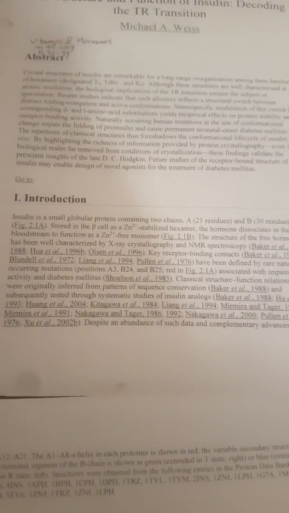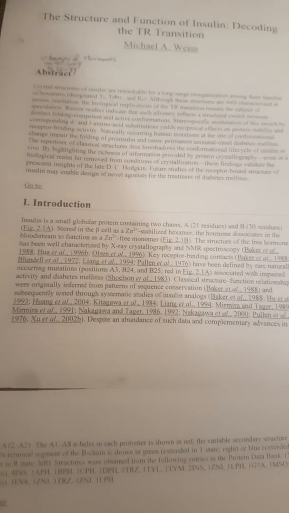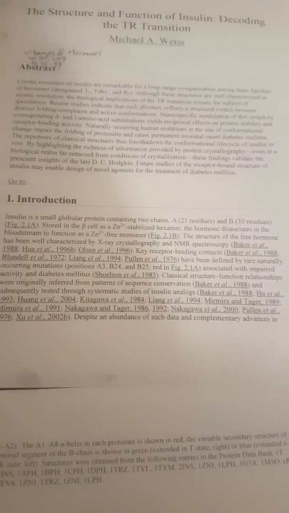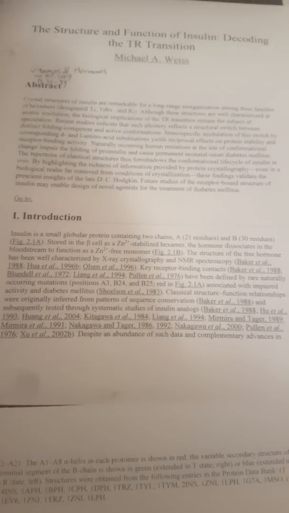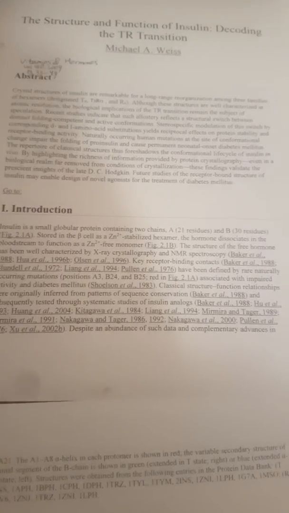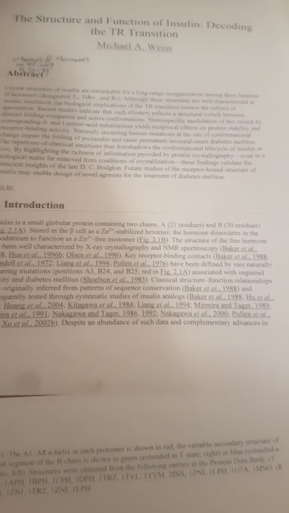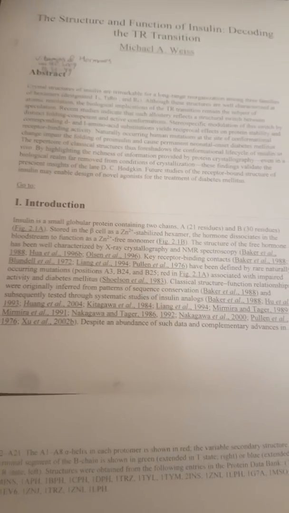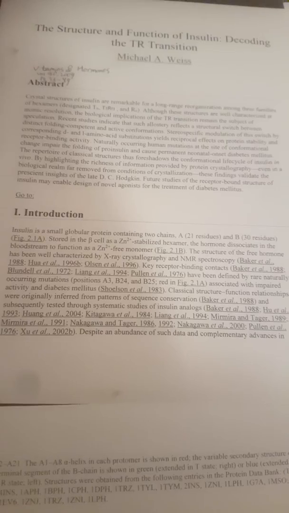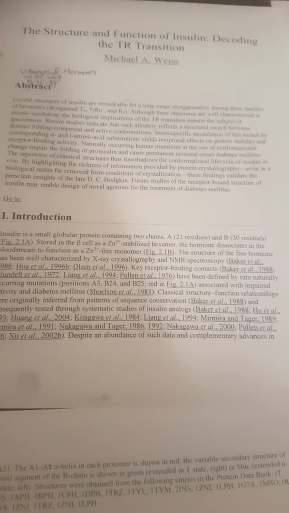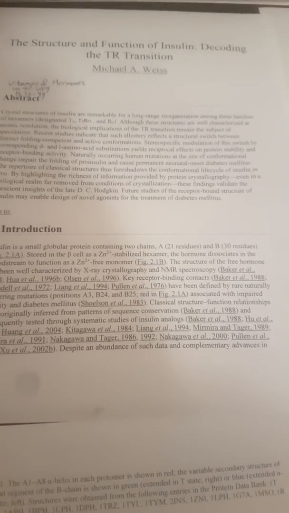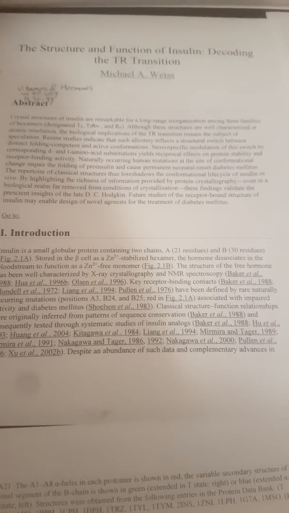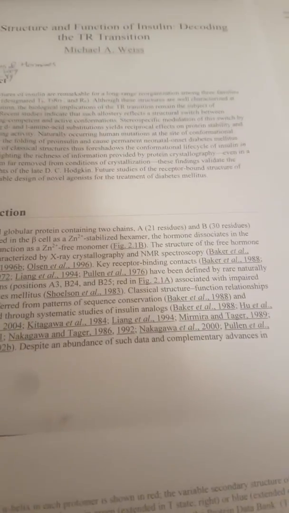This first section of the introduction reiterates what I said in my last video. It shows insulin having 2 chains, an A chain and a B chain. The A chain has 21 sections and the B chain has 30. And it talks about how when it's stored in the beta cell, it has a zinc 2+ ion stabilizing the hexamer. And the hexamer is released as a monomer with the hormone in the bloodstream.